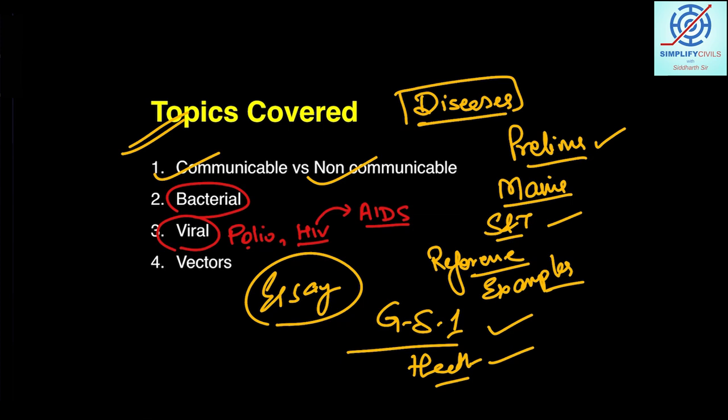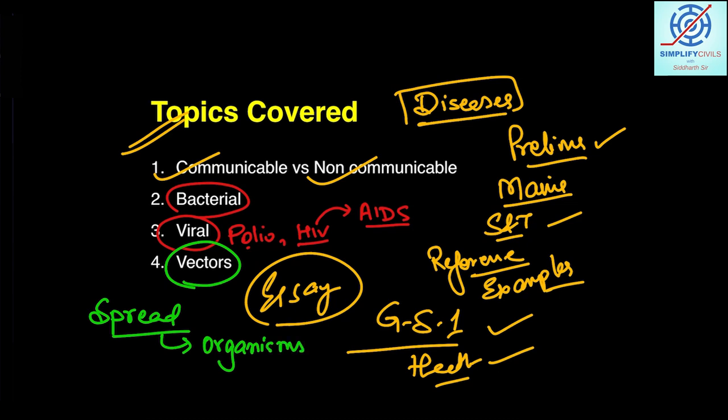And then after that, I will also talk about the vectors. There are some diseases which are spread, remember this word, via means of some organisms. So there can be a causative agent, a cause of the disease. That particular microorganism or that particular organism can be different. However, diseases are spread via some kind of organisms.